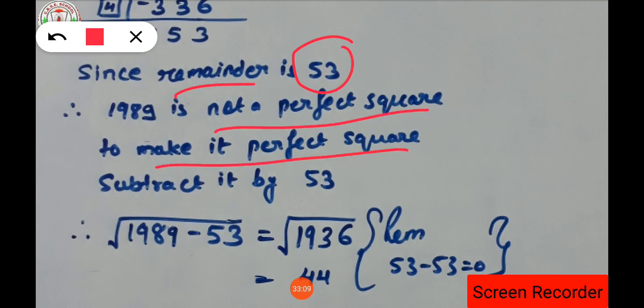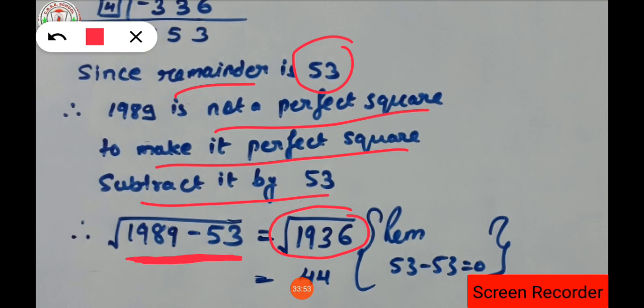To make it a perfect square, what number should be subtracted? 53 is subtracted on both sides. So 1989 will be subtracted with 53. Students, whatever remainder is left while solving by the long division method, that remainder will be subtracted from the number. Like here 53 is the remainder, so this 53 will be subtracted from 1989. After subtraction, what number is left? 1936, whose perfect square root is 44.